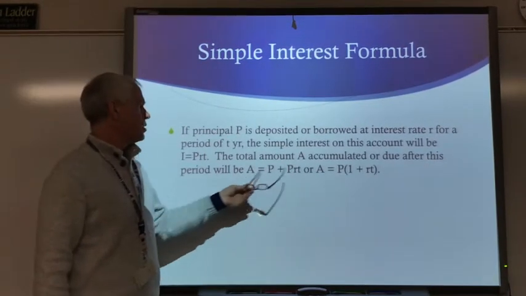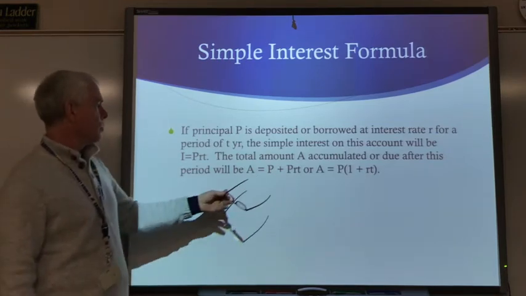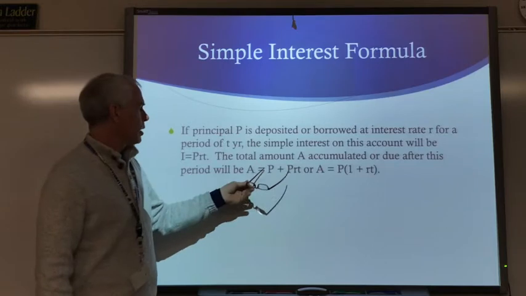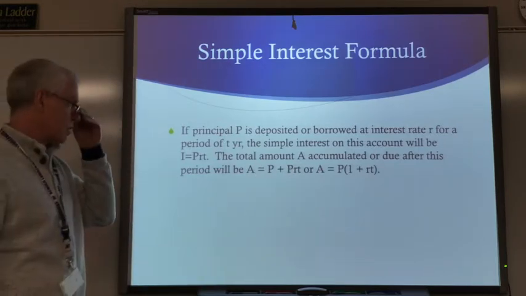And then this is just the total accumulated for the period. So if you were to take the interest that you made plus the original principal, that's how much money you'd have total, including the original investment.